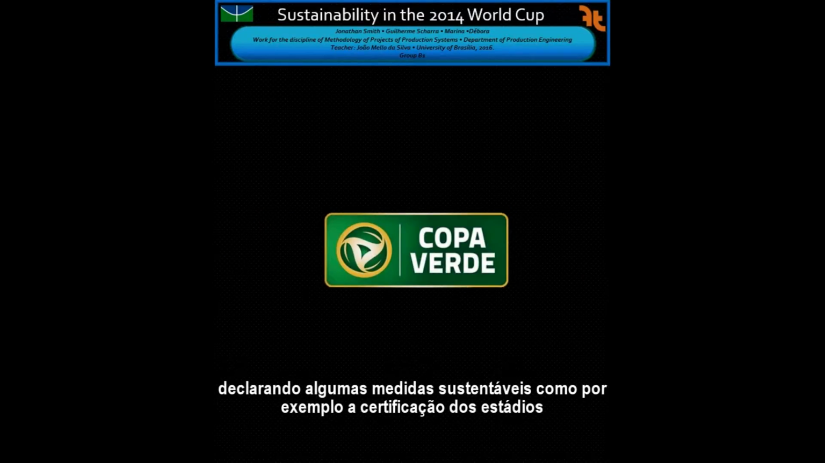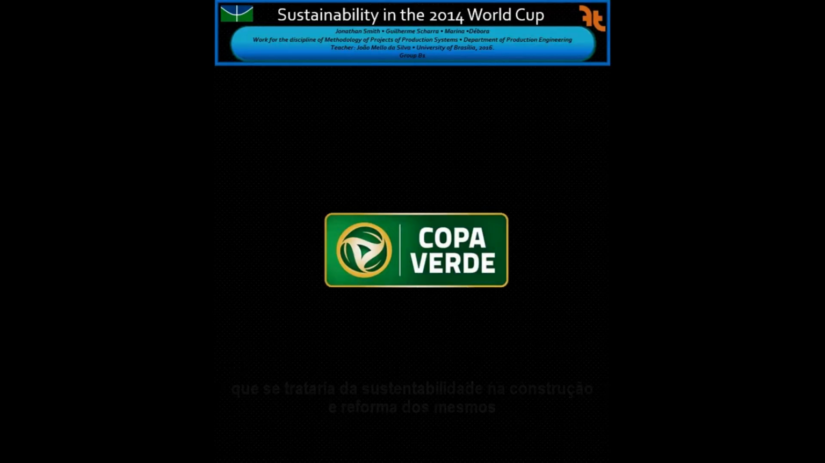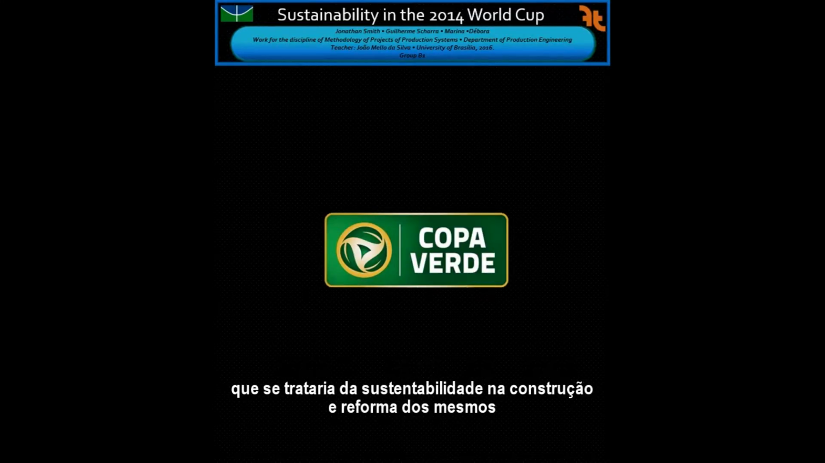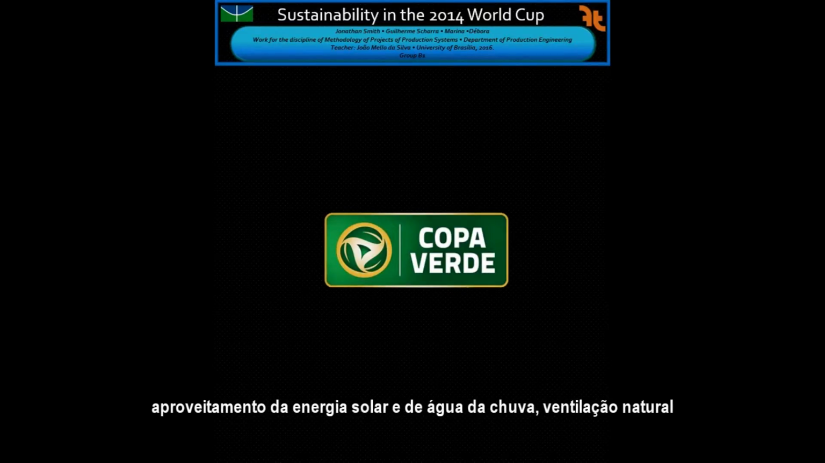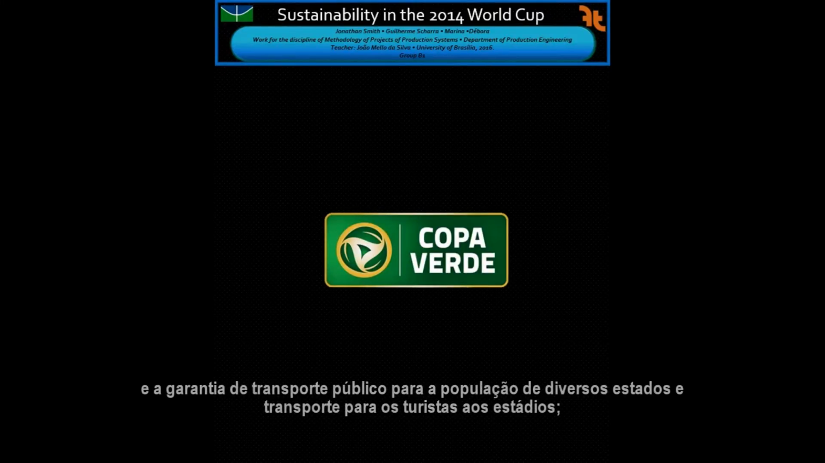It starts with some sustainable measures such as stadium certification, which would include sustainability in the construction and renovation of the stadiums, use of solar energy and rainwater, natural ventilation, accessibility for people with any special needs, and the guarantee of public transport for the population of several states, and transportation for tourists to the stadiums.